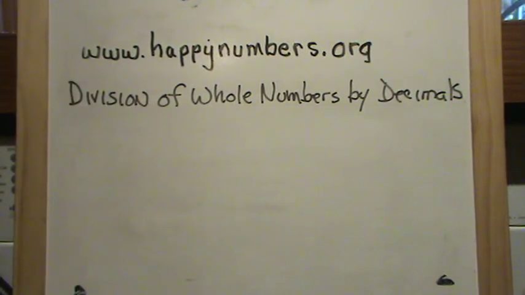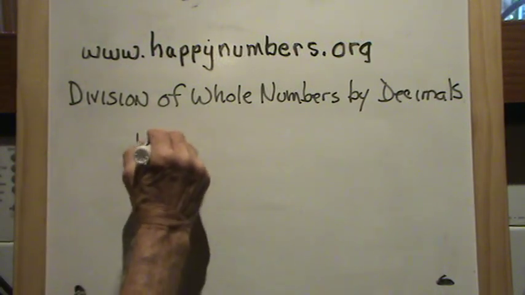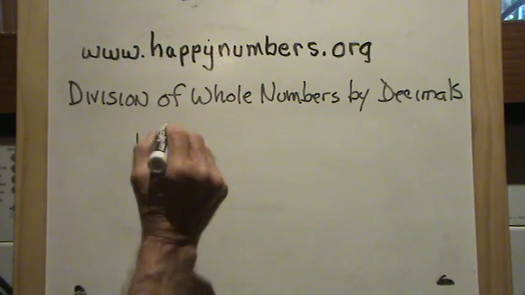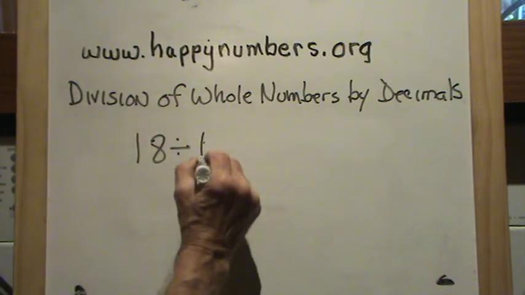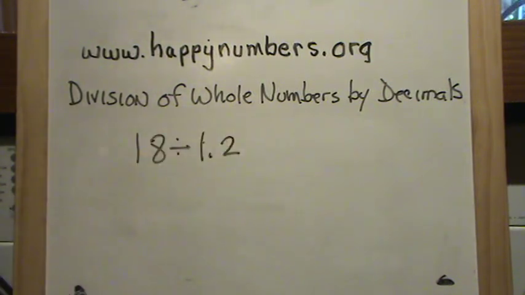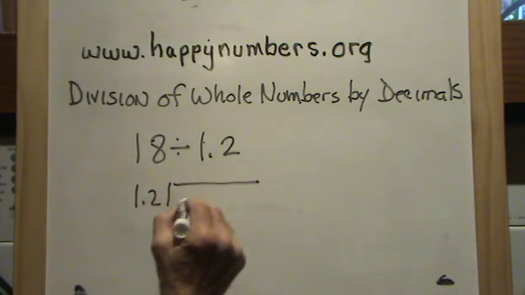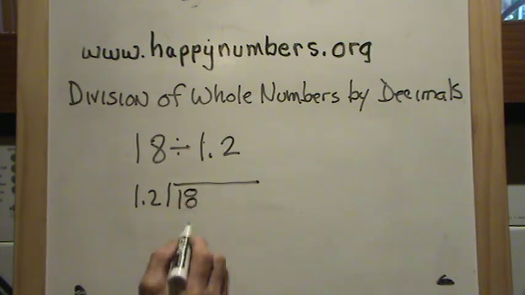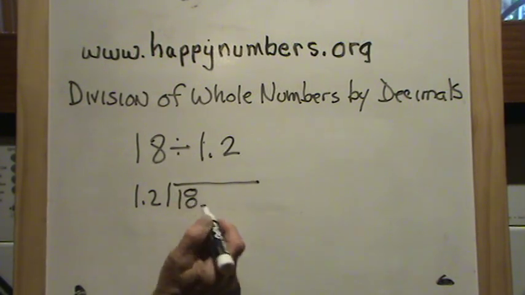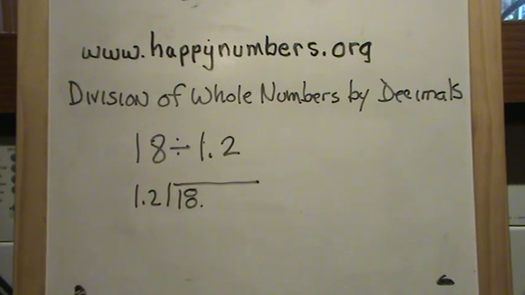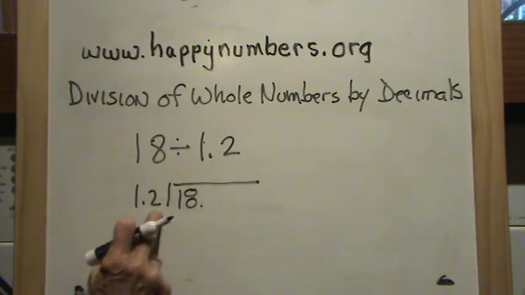Let's try another one. Again, this is a fairly simple skill. Let's try the whole number 18 divided by the decimal 1 2/10. We write the problem, 1 2/10 divided into the whole number 18. We put a little light temporary decimal holder here.